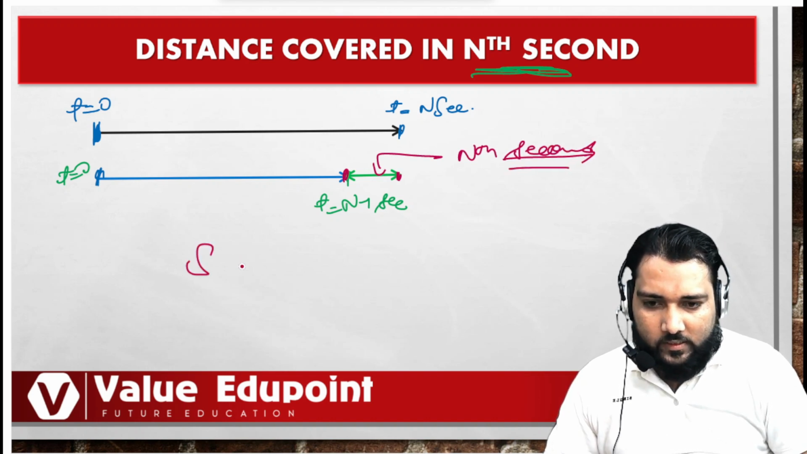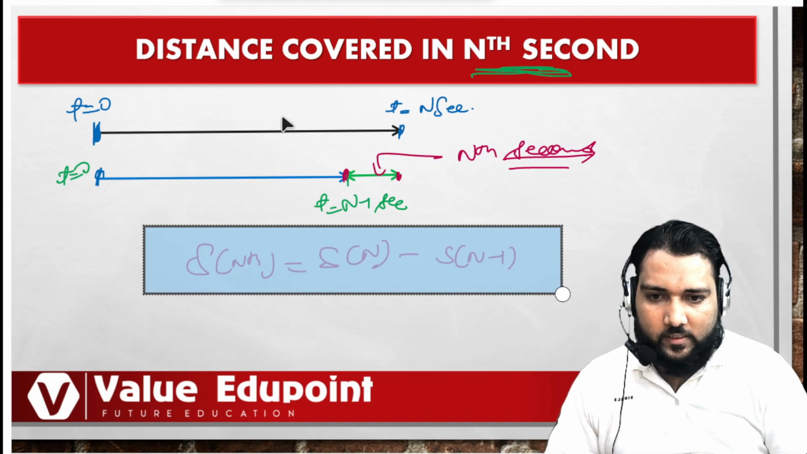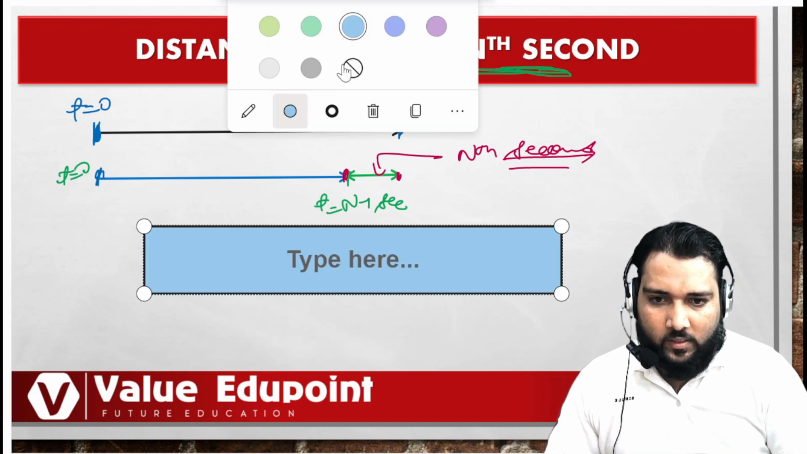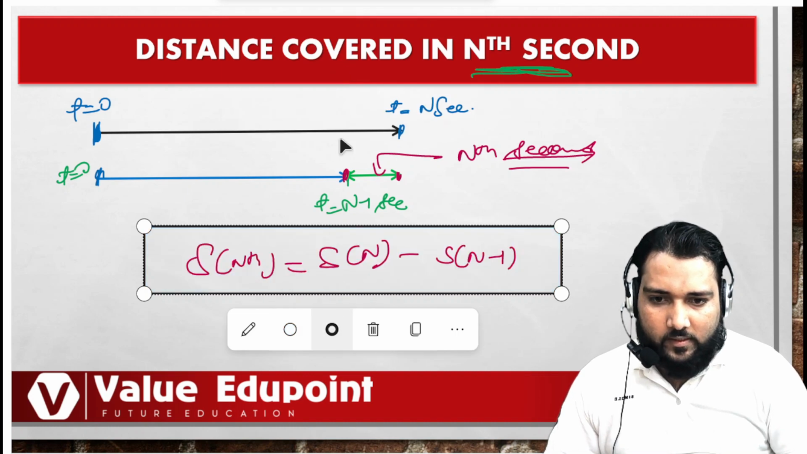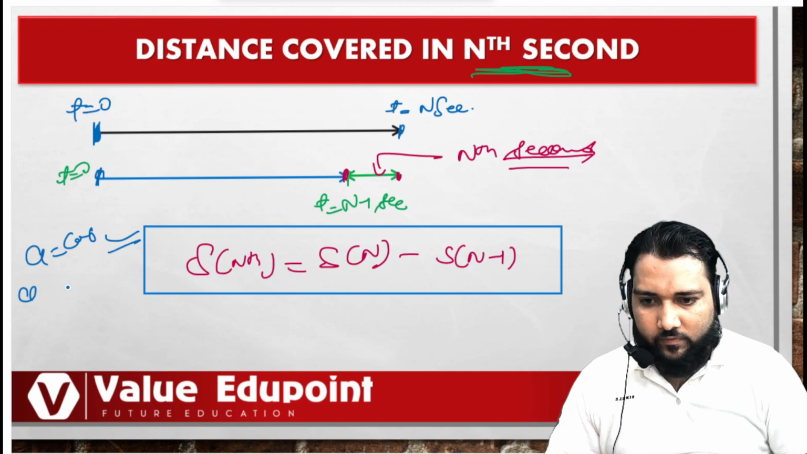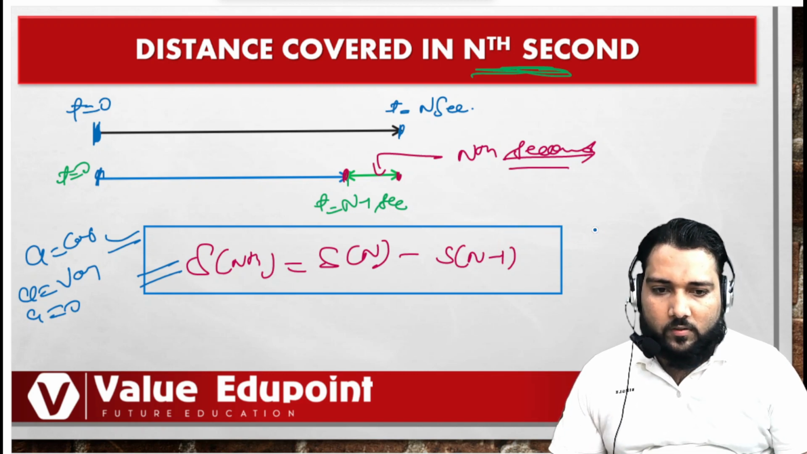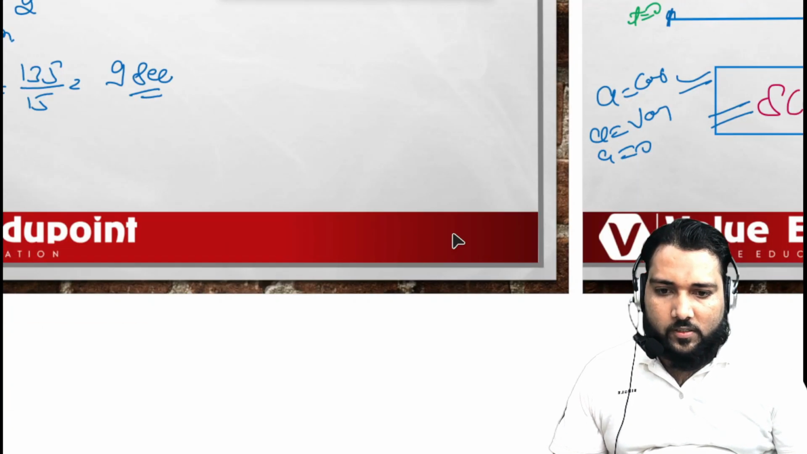So we can write down the distance in the nth second, that will be the distance in n seconds minus the distance in n minus 1 seconds. So this is the general formula, guys. It is valid in any case. It is very important. This is valid in any case, whether acceleration is constant, acceleration is variable, or acceleration is 0. This is the important formula, guys. So this is the formula for the nth second. Okay guys, so now we are going next.